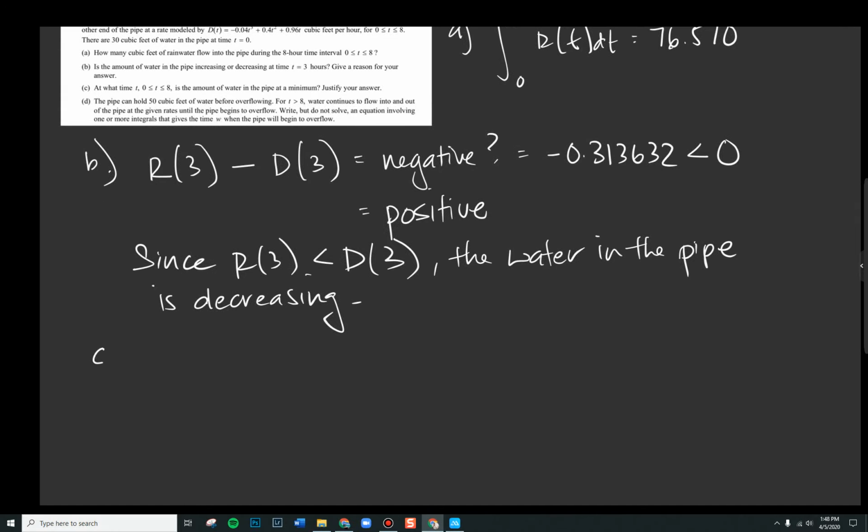And that's all you have to say for the reason. Letter C. At the time t 0 to 8, is the amount of water in the pipe at a minimum? Essentially they're asking for the absolute minimum between 0 and 8. If they're asking for the minimum amount of water, don't forget to include those endpoints, 0 hours and 8 hours. To find the minimum, we're going to take the derivative and set it equal to 0, find my critical numbers, do the first derivative test, and figure out from there.